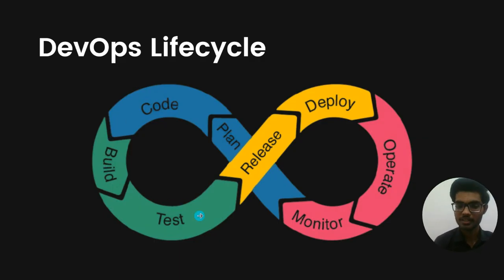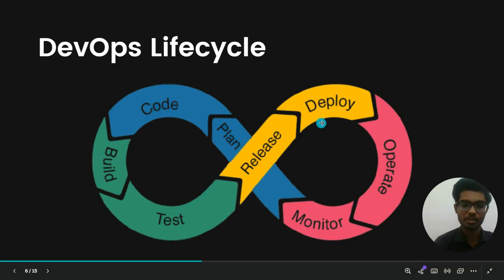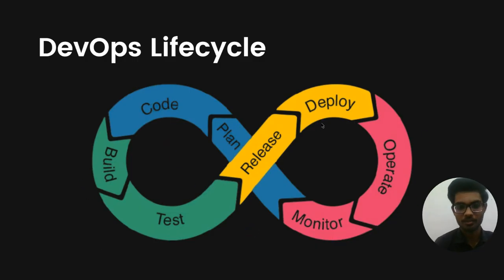Then comes the test part. After successful testing, we release our software. Then it goes for deployment. After deployment, there are a lot of operations performed on it. It is getting monitored. And lastly, if there are any other changes or things we need to add, then we again come to the planning phase, and this infinity loop goes on and on continuously. This is how DevOps works.